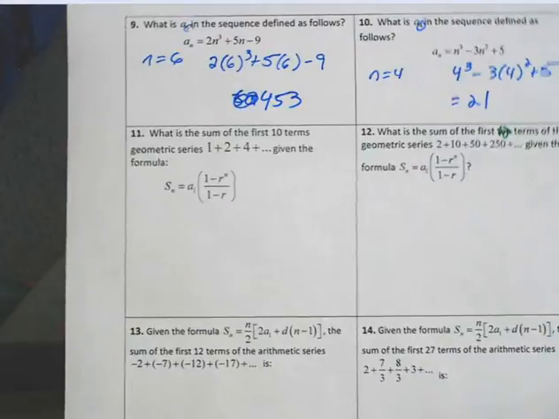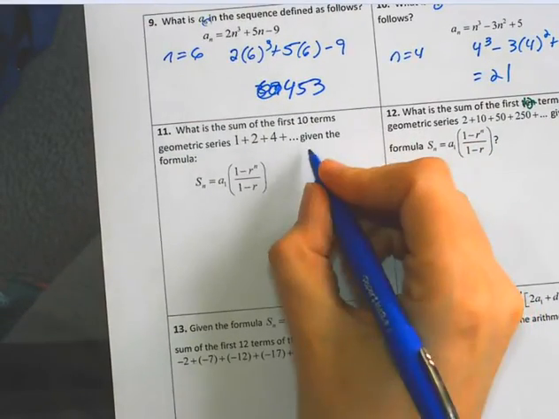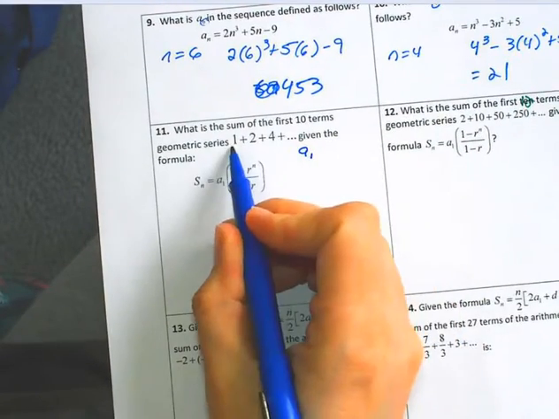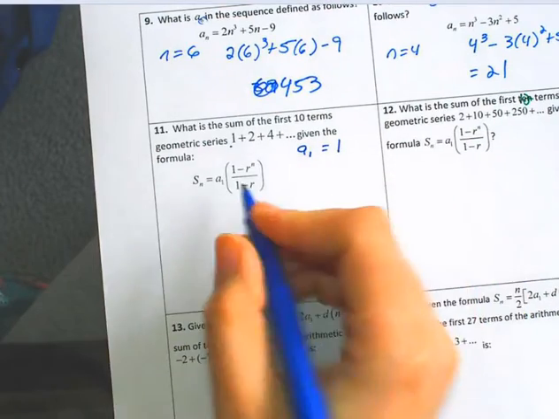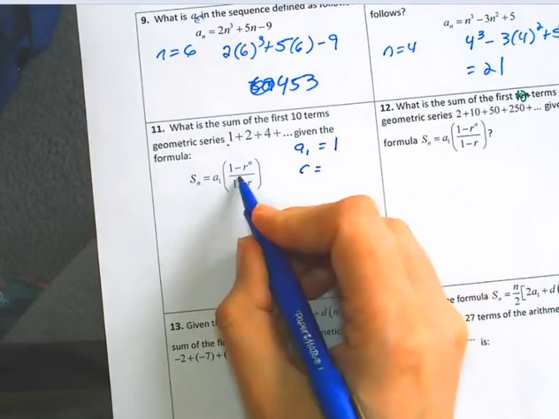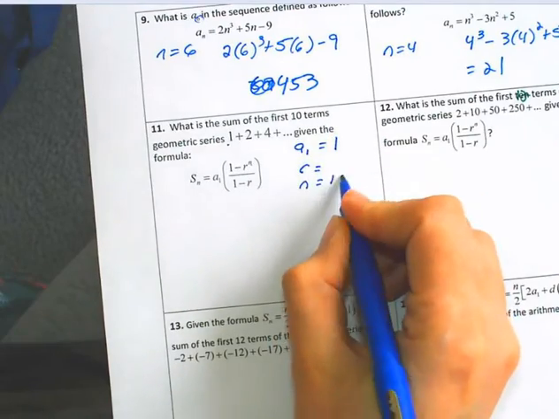Okay? Alright. What is the sum of the first 10 terms of the geometric series 1 plus 2 plus 4, given the formula? Okay, so they gave us the formula. We see that we're summing and it's geometric, so we know we're multiplying something each time. So let's look at the things that we need. We need A1. We know A1 means the first term, so that's 1. I need R. I don't see where R is, so I'm going to skip that. And then I need N, okay? N is the number of terms, so I have 10 terms, so N equals 10.